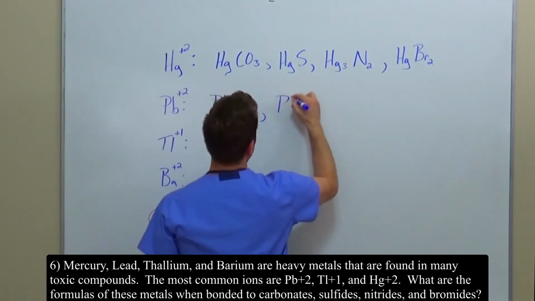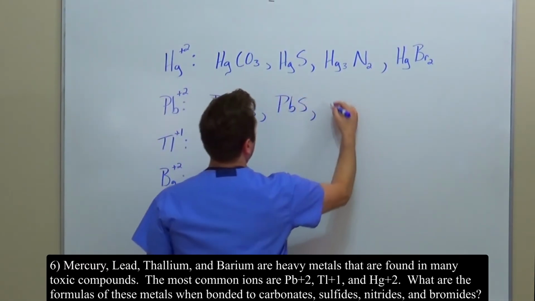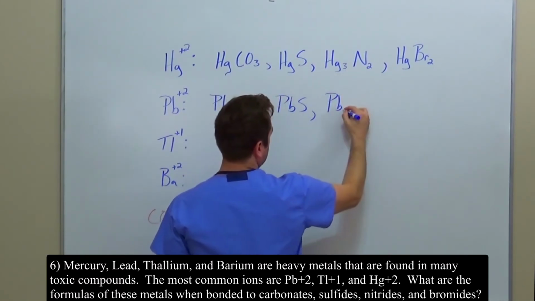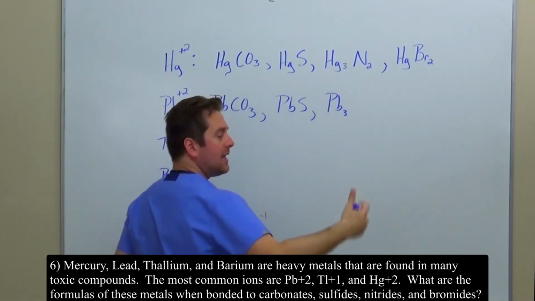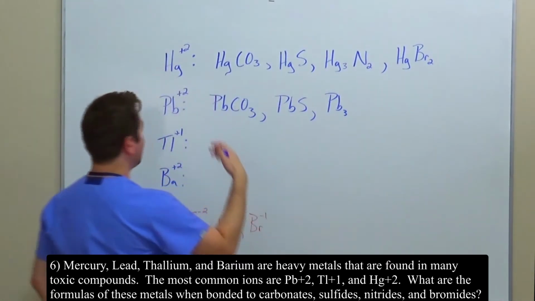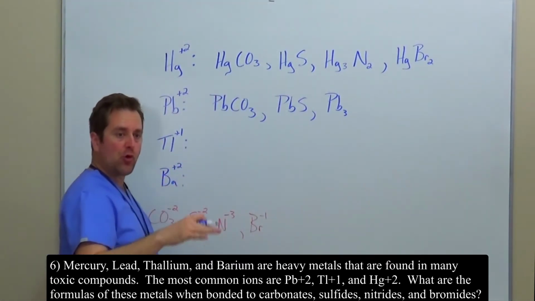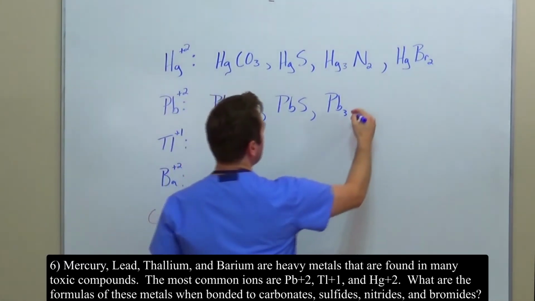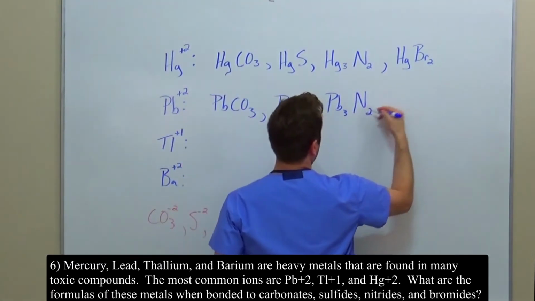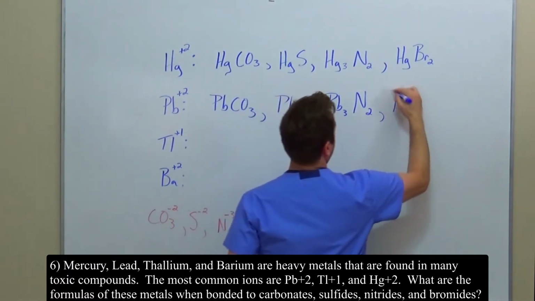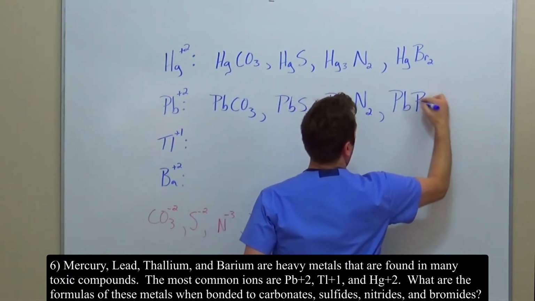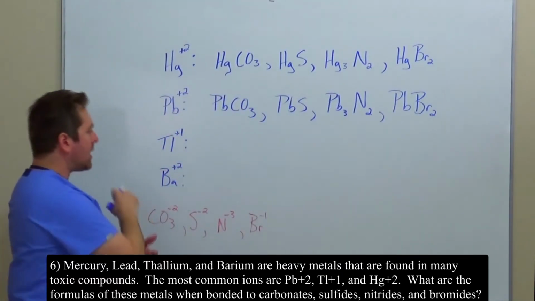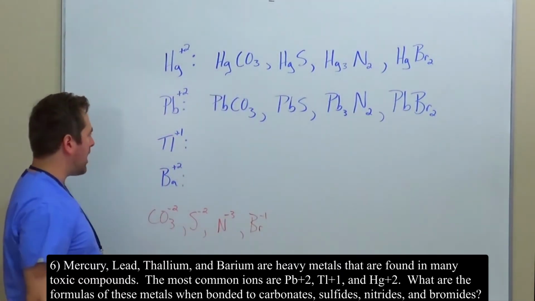We've got lead 2 sulfide. We have lead nitride. Now, again, we're going to have to use the same subscripts because why? We need an overall positive 6 charge from all of our leads. And then here's our nitride. We need 2 of those. And then our bromines, we're going to need 2 of those to cancel out the positive 2 charge on the lead.